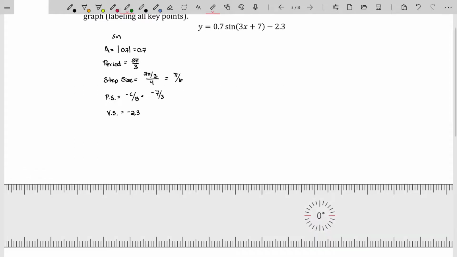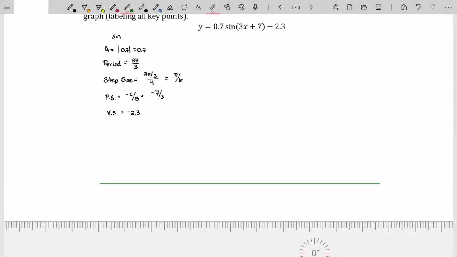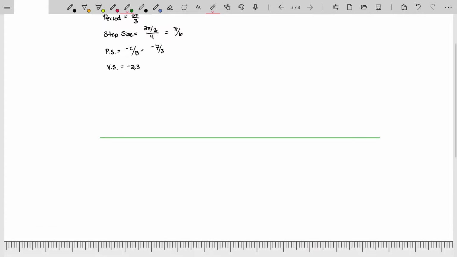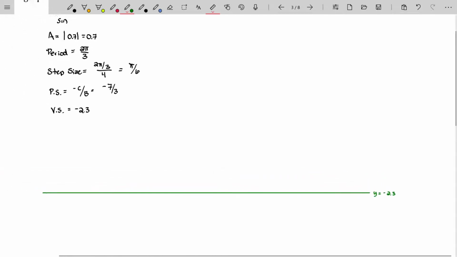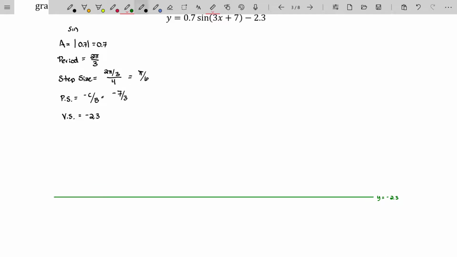I'll kind of write it a little bit lower just because this has been shifted down 2.3 units. Let me move that off the screen there. So our midline is at y equals negative 2.3. Our base graph is the sine curve. So I'm just going to chicken scratch out a sine curve. Let's see, this is the beginning, this is the end, this is halfway in between. It is a positive sine, so it goes up and then comes back down.